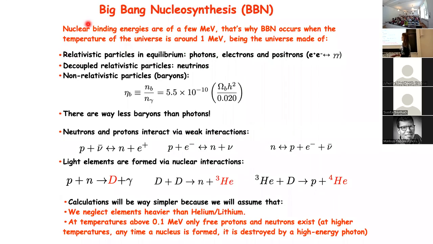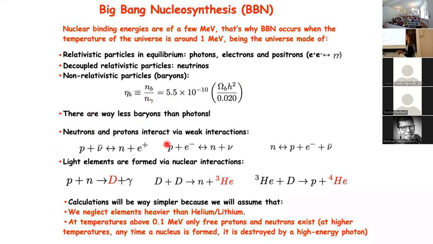So let's see what happens. When BBN takes place, around 1 MeV, the universe is made of photons, electrons, and positrons, and neutrinos, which have decoupled, and also non-relativistic particles such as baryons. There are many fewer baryons than photons. The baryon to photon ratio is very, very small.